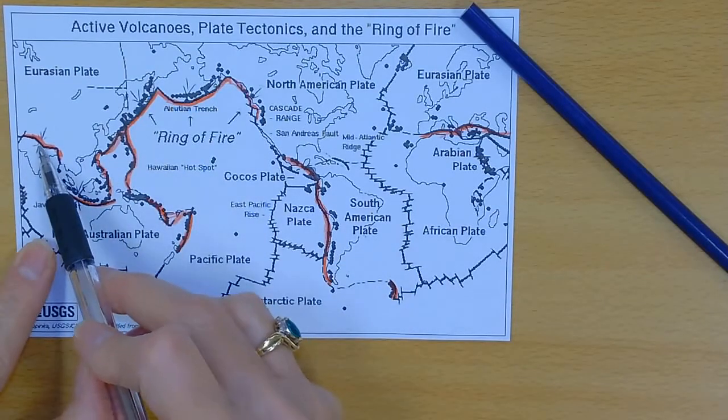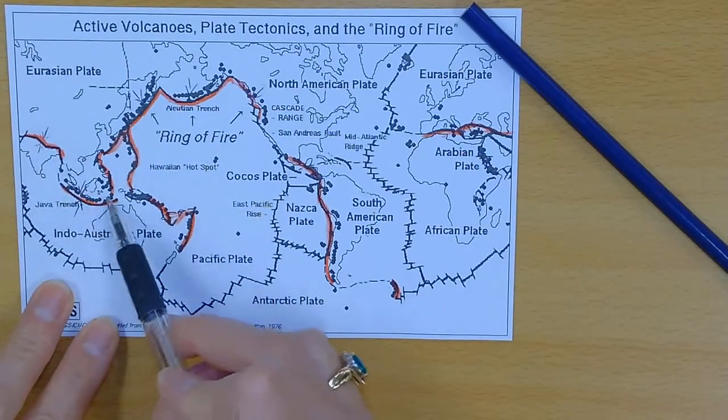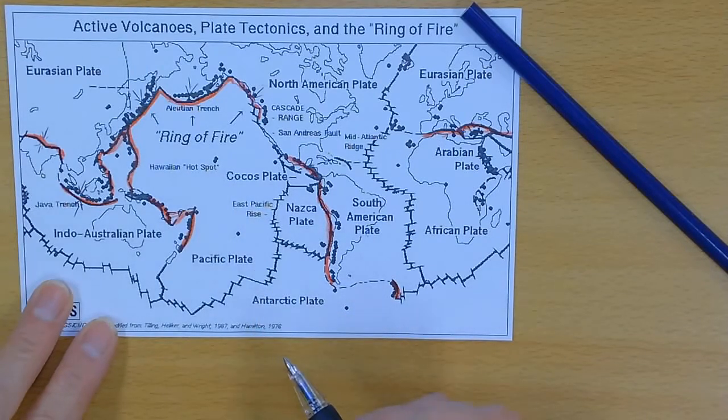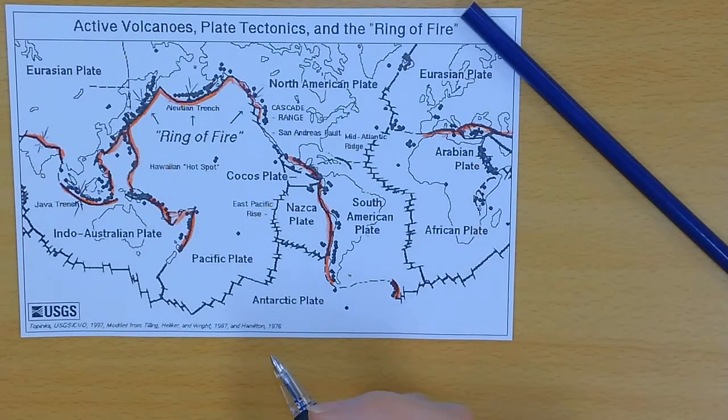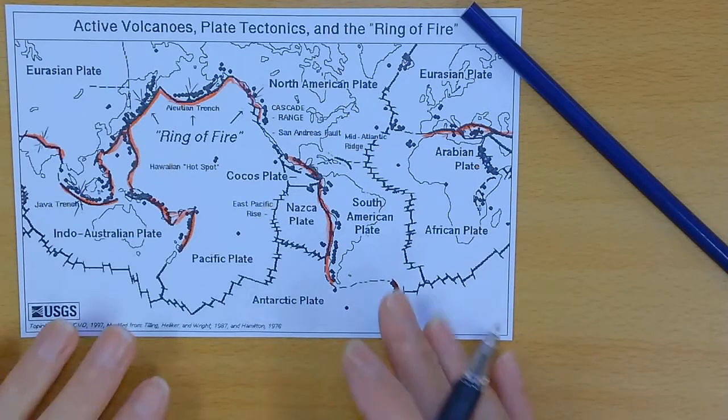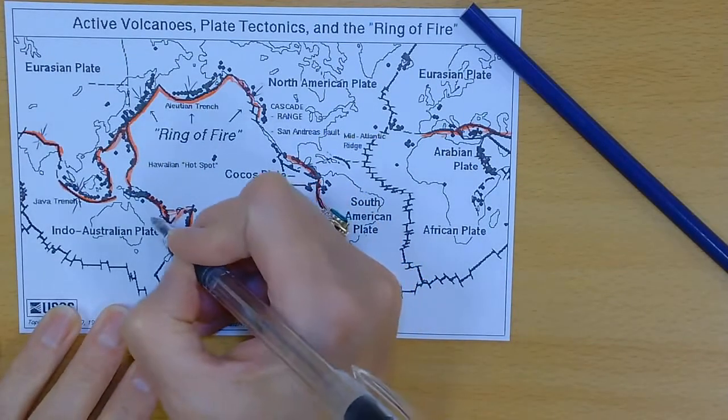So here, crust is not made or destroyed. Anytime you have subduction, crust is continuously being destroyed. That's why we call it a destructive plate boundary, because crust is destroyed because of it.